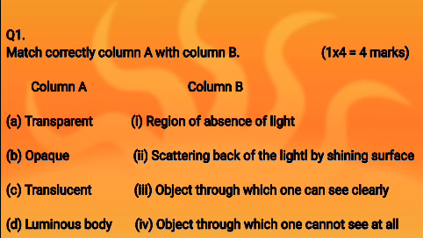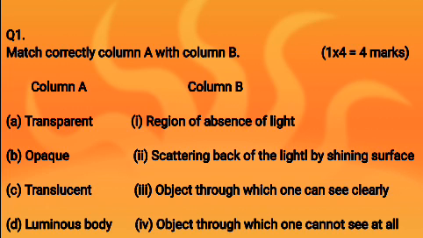So what is going to match with transparent, you have to write on the right hand side. What is going to match with opaque, you have to write on the right hand side. What is going to match with translucent, you are going to write on the right hand side. What is going to match with luminous body, you are going to write on the right hand side. And the four options given in column B, you have to write accordingly. So there are total 4 marks if you write them correctly.